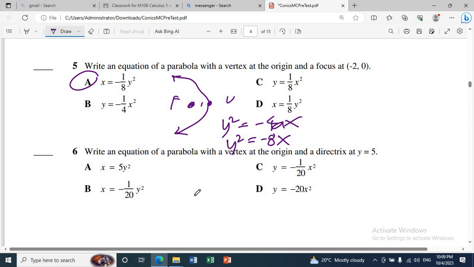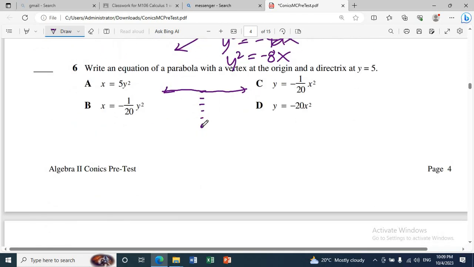y equals 5. So if the vertex is at the origin, the directrix is going up, y is equal to 5. So 1, 2, 3, 4, 5. This is y equals 5. I'm gonna create now the name of the line. That's the directrix. So meaning my graph is opening downward and my focus here is 5 units down. 1, 2, 3, 4, 5. That's my vertex, that's my focus, that's my directrix.